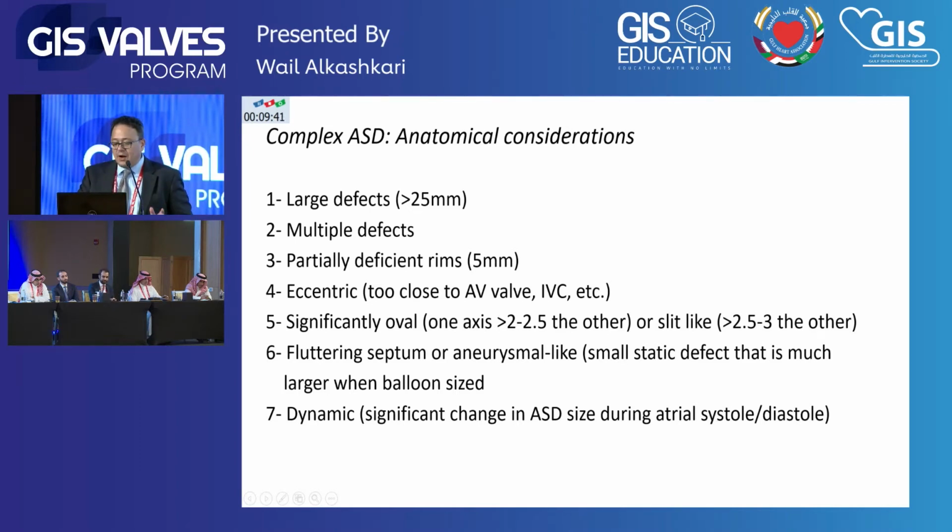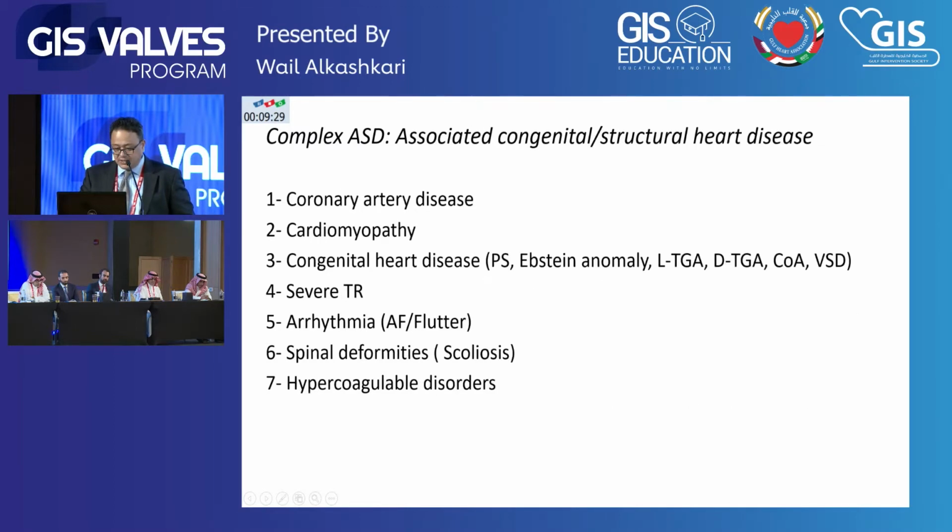Then oval. Oval means one axis is 2 to 2.5 times larger than the other, or slit-like when it is 2.5 to 3 times the axis compared to the other. Aneurysmal septum or dynamic changes.